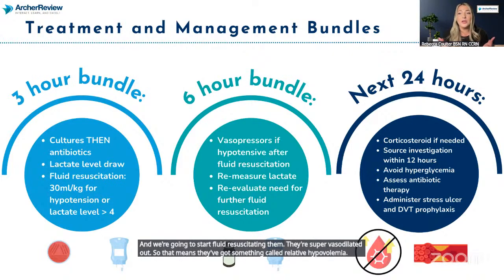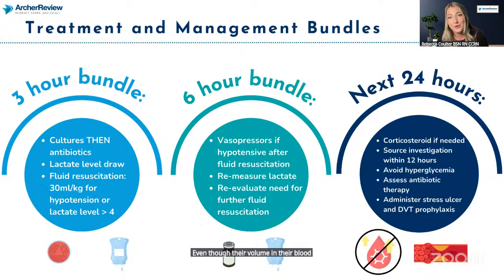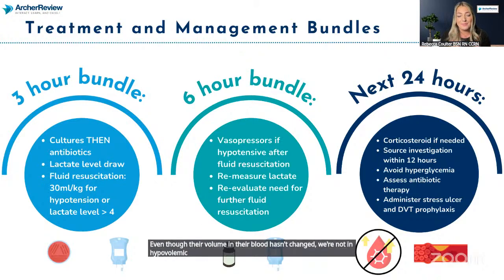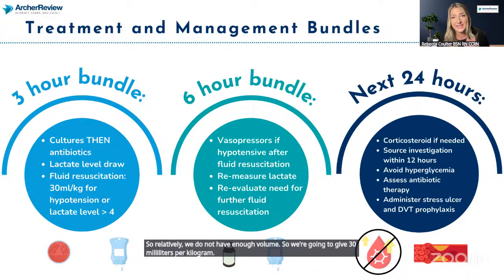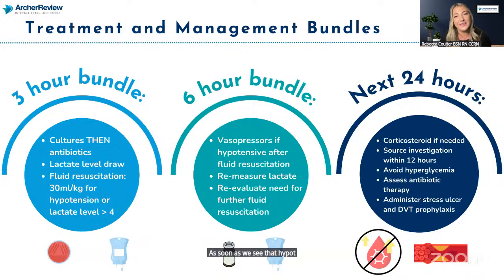Even though their volume in their blood hasn't changed, we're not in hypovolemic shock, the volume's the same, but their blood vessels, instead of looking like this or like this, they look like this. So relatively, we do not have enough volume. So we're going to give 30 milliliters per kilogram. As soon as we see that hypotension, and when we draw that lactate level, if it's over 4, we definitely want to give some fluid.